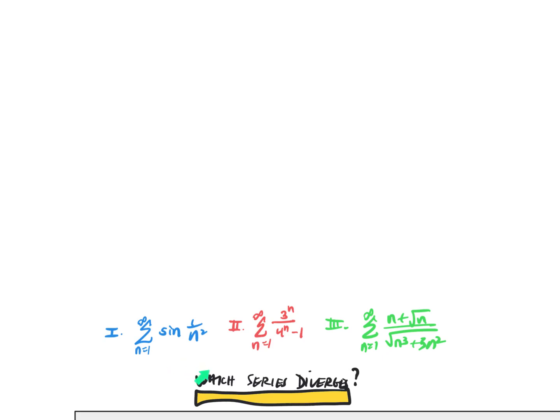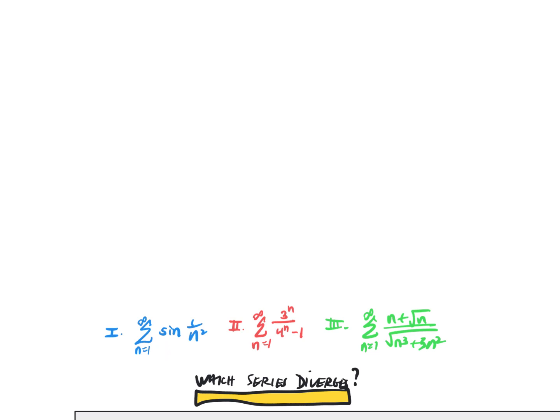In this problem, which series diverges? Let's start with the blue one. As n approaches infinity, this fraction approaches 0, so our terms are approaching sine of 0, which is 0. So our terms are approaching 0. That doesn't necessarily mean the series converges, but I suspect that it does.